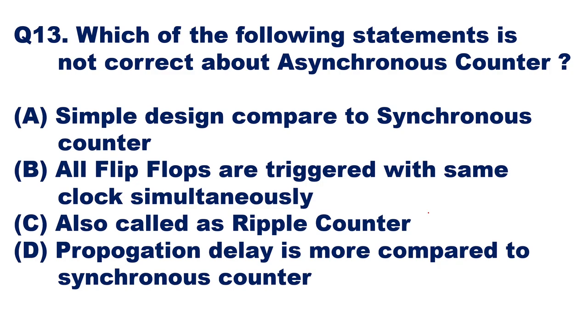So here, if you see the options, option A is simple design compared to synchronous counter. Option B is all flip-flops are triggered with same clock simultaneously. Option C is also called as ripple counter. Option D is a propagation delay is more compared to synchronous counter. So which of the statements is not correct? So if you see the not correct statement, then statement B is not correct because this is used for synchronous counter, not for asynchronous counter.